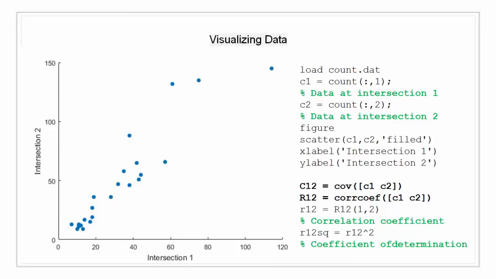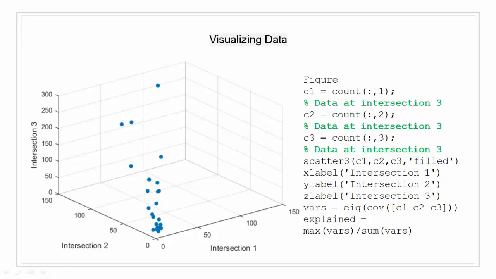Its square, the coefficient of determination, is the variance about the least squares line divided by the variance about the mean. Thus, it is the proportion of variation in the response that is eliminated or statistically explained by a least squares line through the scatter. Here in this case, the response is denoted by the traffic volume at intersection 2.